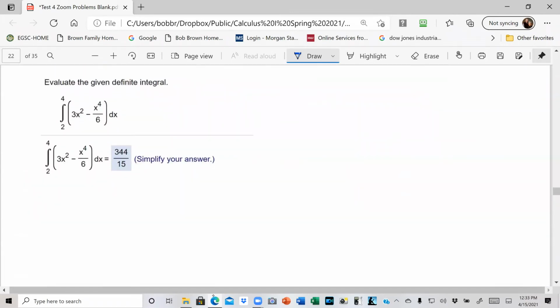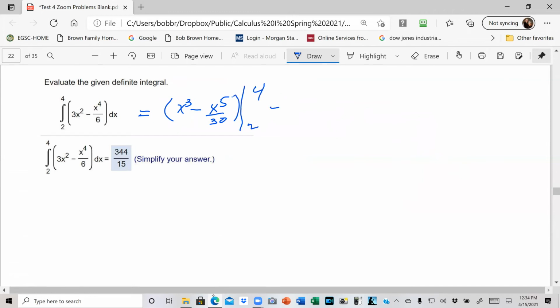Now let's evaluate another definite integral from 2 to 4. We're going to get the antiderivative as x cubed minus x to the 5th over 30, and we want to evaluate that at 2 and 4.